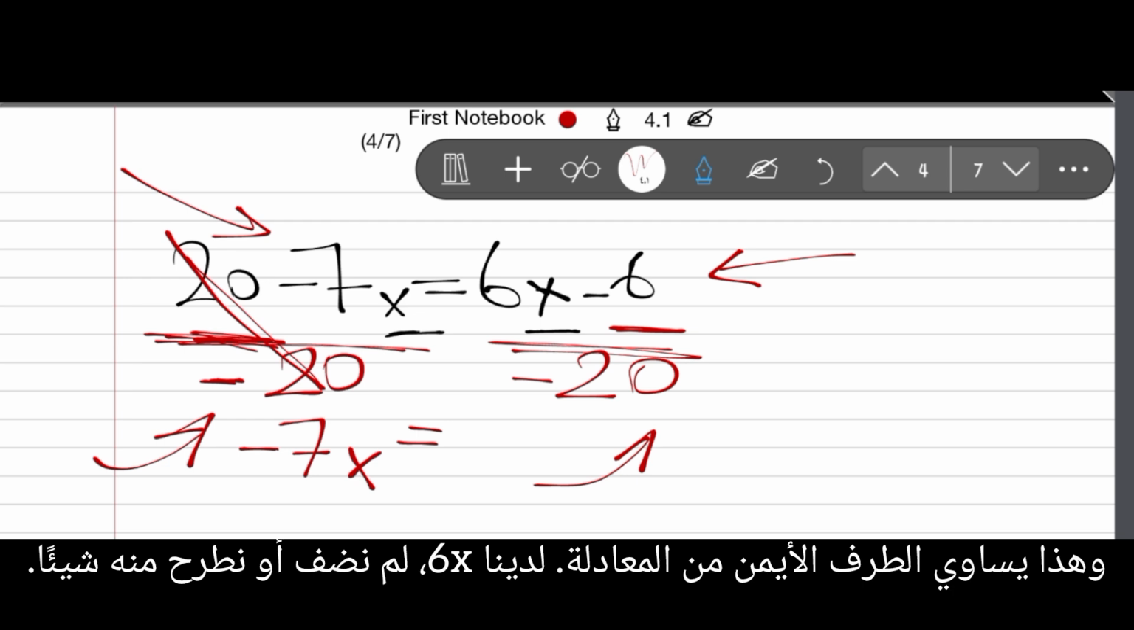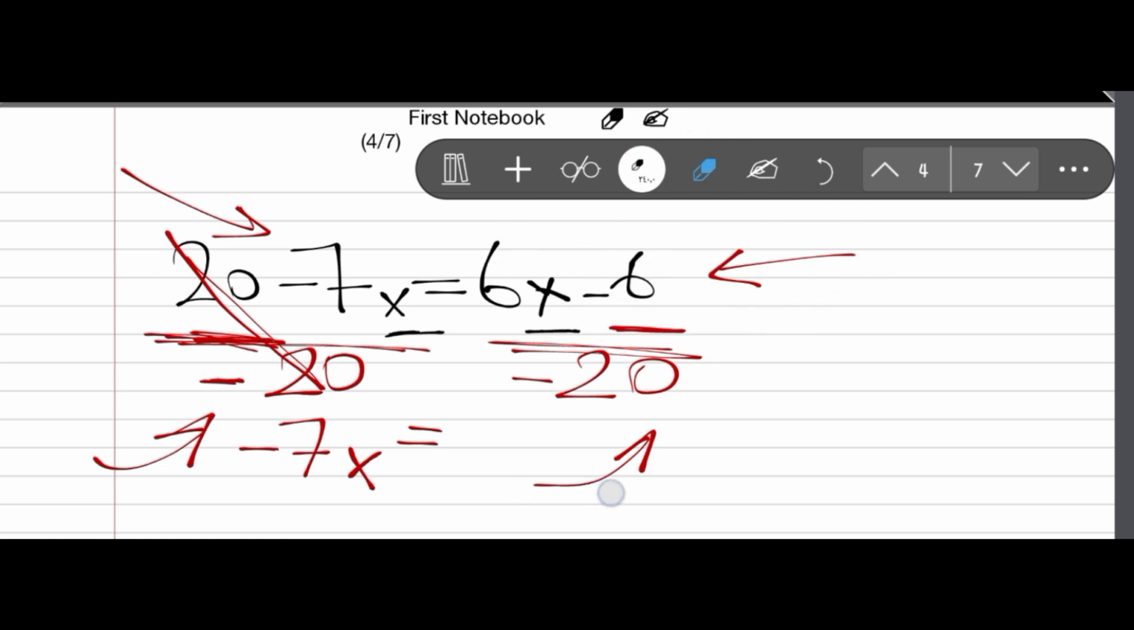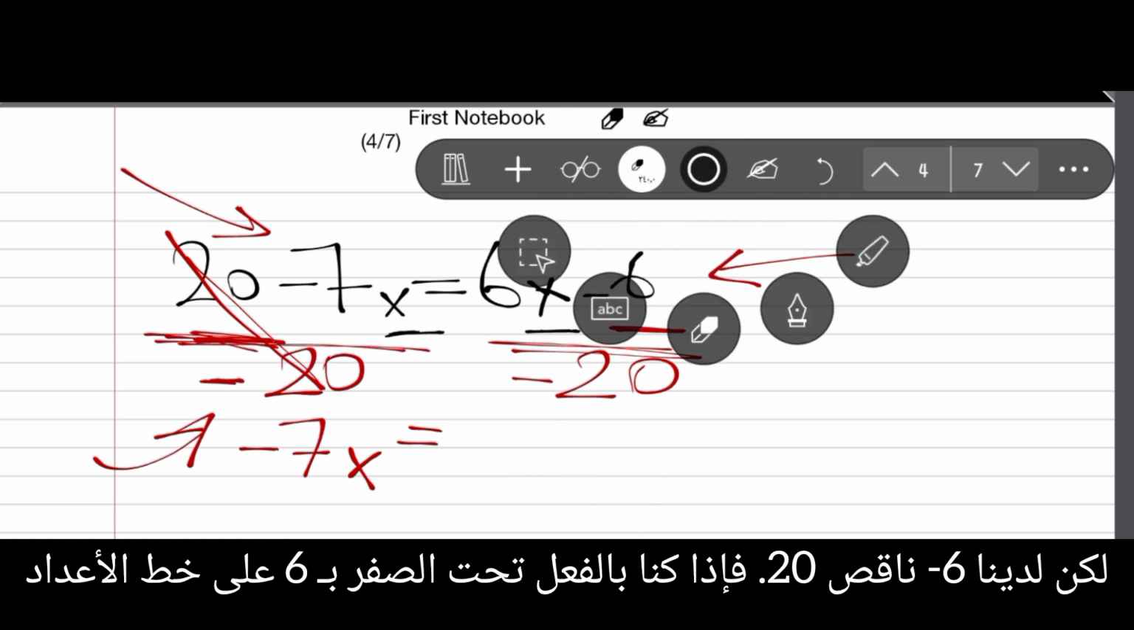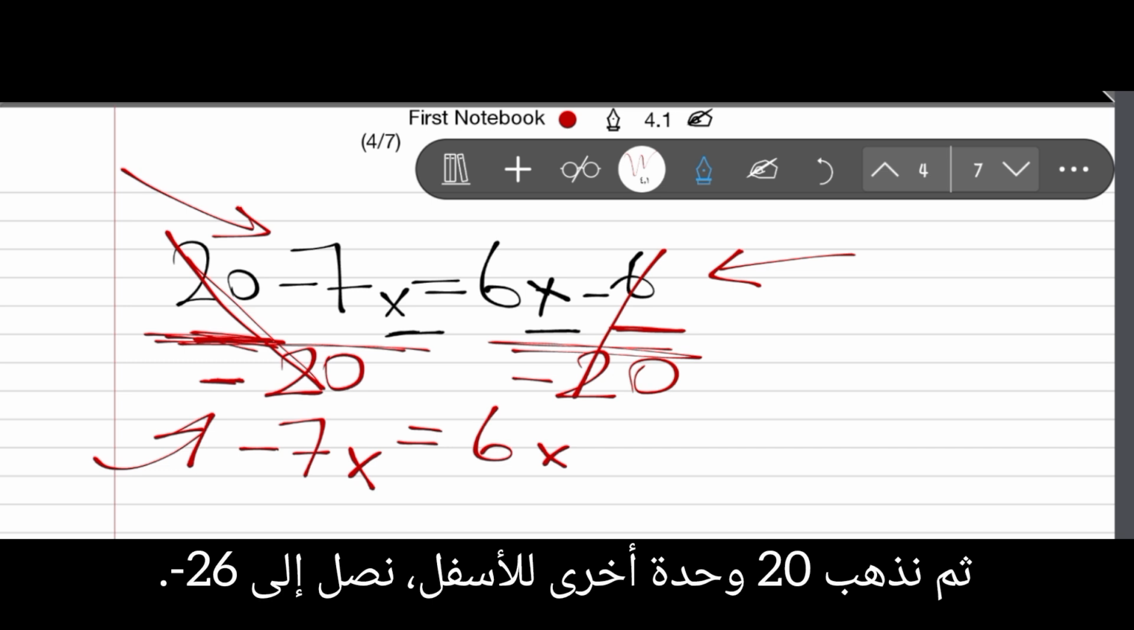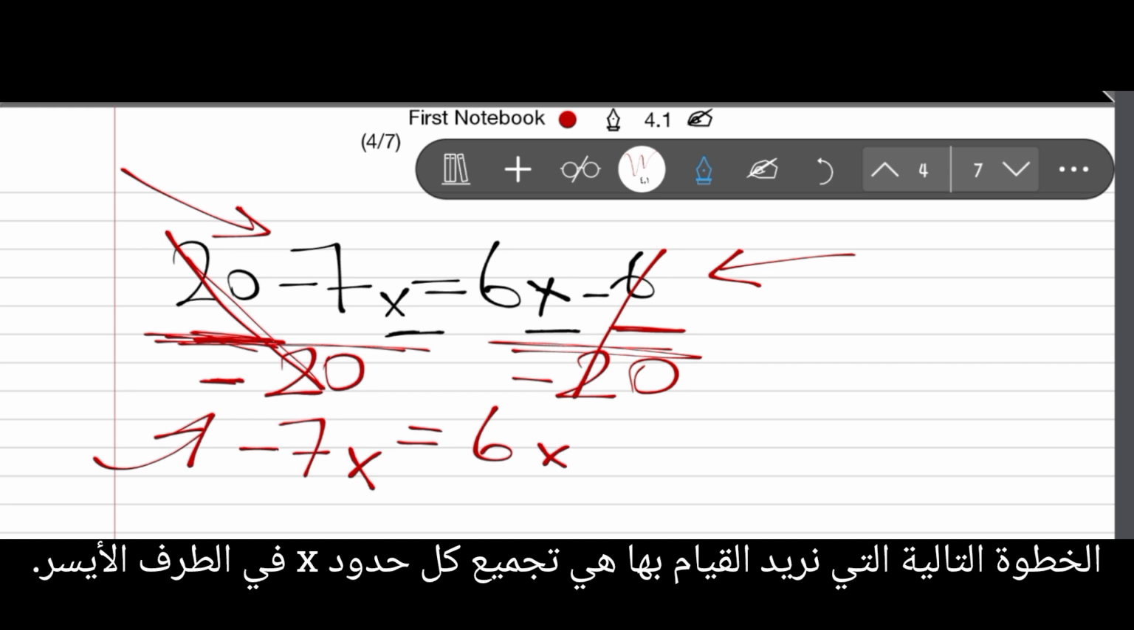I have a 6x. I'm not adding or subtracting anything to that. But then I have a negative 6 minus 20. So if I'm already 6 below 0 on the number line, and I go another 20 below that, that's at negative 26. Now, the next thing we want to do is we want to get all the x terms on the left-hand side.